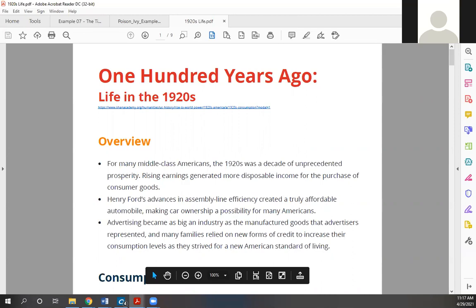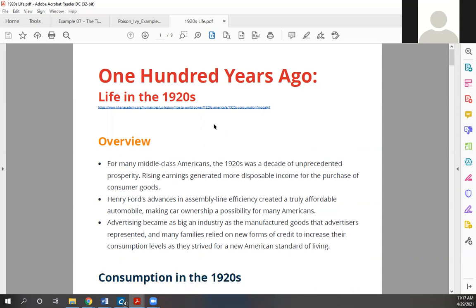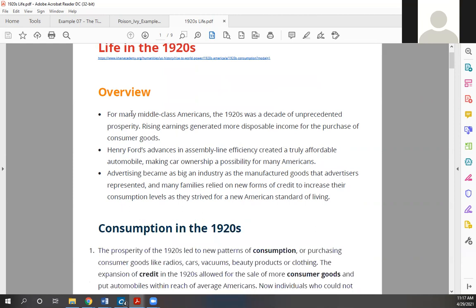Okay, so let's jump in. We got a reading for today and a reading for next week. Overview. It says, for many middle class Americans, the 1920s was a decade of unprecedented prosperity. Rising earnings generated more disposable income for the purchase of consumer goods. What is disposable income?